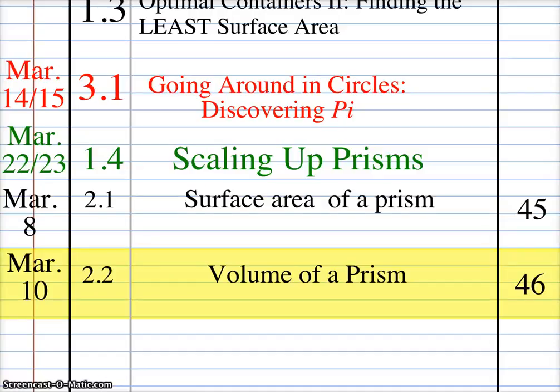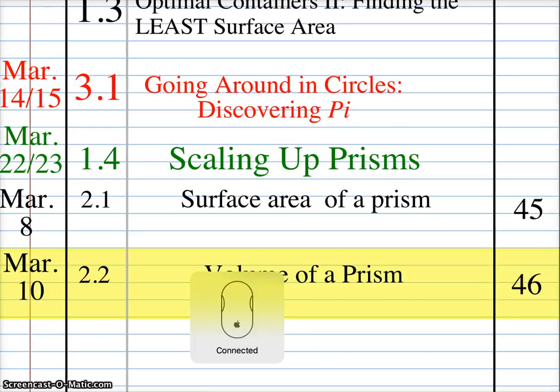Okay, so volume of a prism, we've actually done some of these items before. It's just like finding the volume of any rectangular prism. So we're going to use that skill, finding the volume of a rectangular prism or a cube, and we're going to apply that skill to other shapes. Okay, other prisms, again, are a single shape repeated over and over and over again.